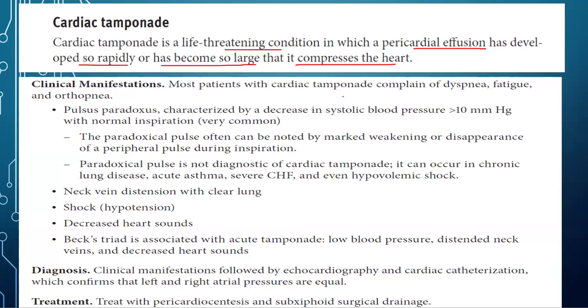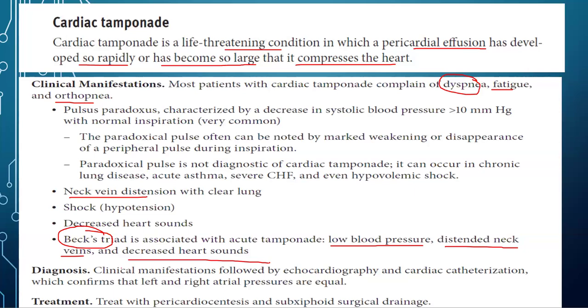Patients who develop cardiac tamponade will be short of breath, fatigued, and orthopnea will be there. You can get neck vein distension. The most important thing that we get is called Beck's triad. In patients with acute tamponade, they will have hypotension, distended neck veins, so raised JVP, and a muffled or decreased heart sound. Many times tamponade can happen even after trauma, like a motor vehicle accident.